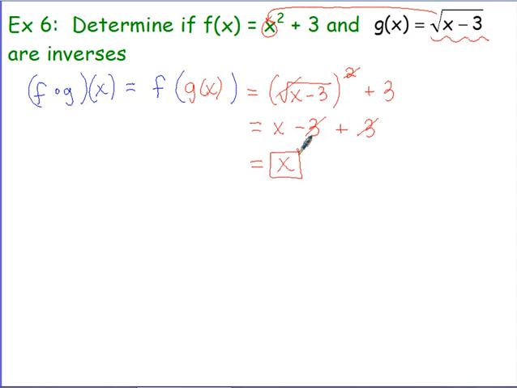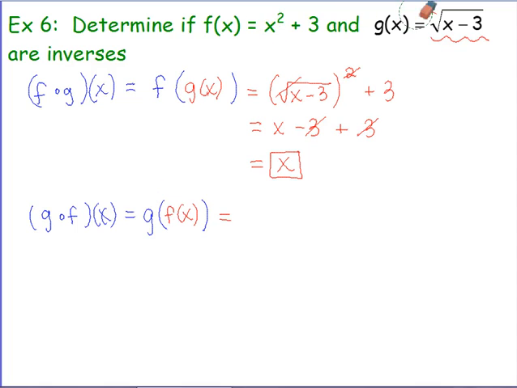Let's go the other direction. G of f of x. We're going to rewrite that. G is blue, and f is red. So this means f is going to go inside of g. So let's erase my previous markings. So f is going to go in place of x. So right there.